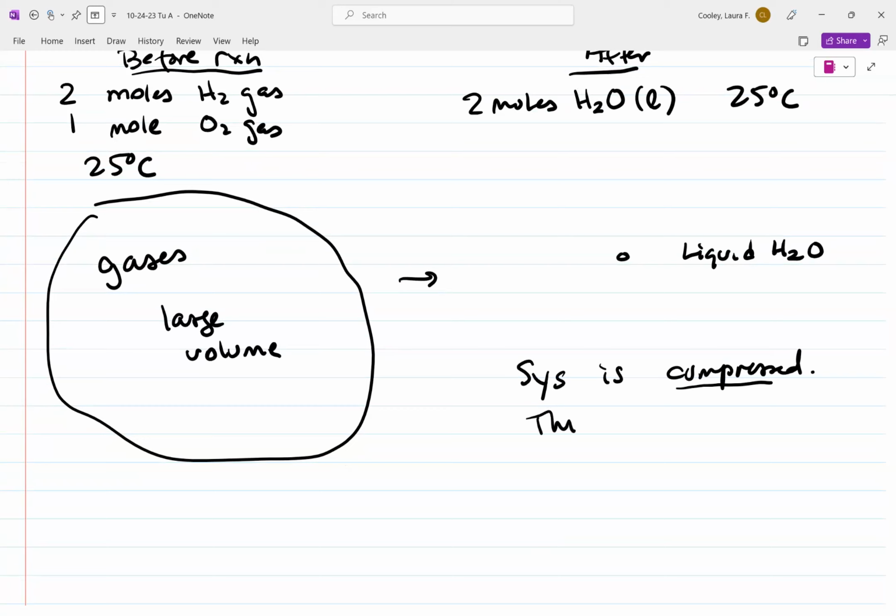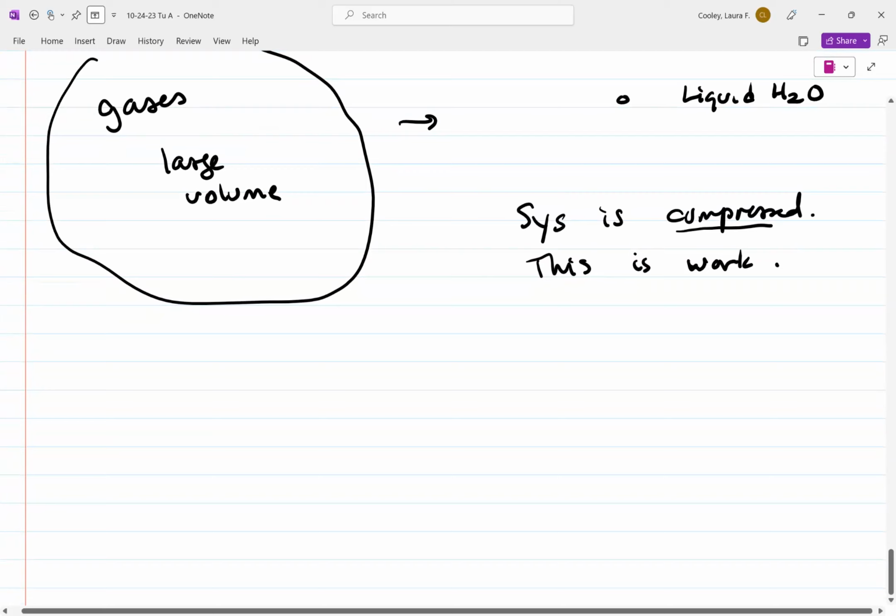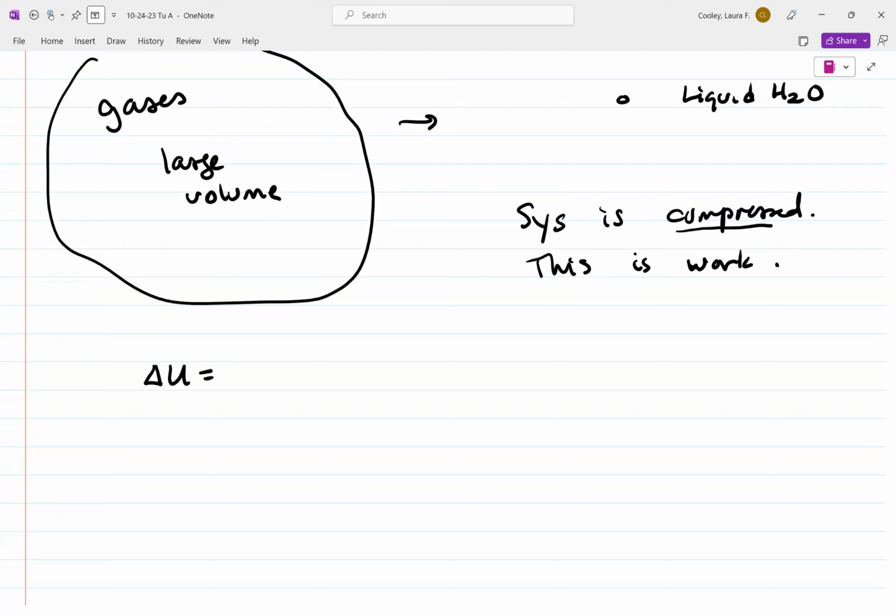So this is work. And I will never ask you to calculate work from this. The book spends more time on this than I would ever spend, because I don't think this is important, which I'll tell you about in a minute. But anyway, because the first law includes that W, we have to include it. Delta U is Q plus W. So this really has to be accounted for if we're going to get right answers, right? We don't want to get wrong answers.